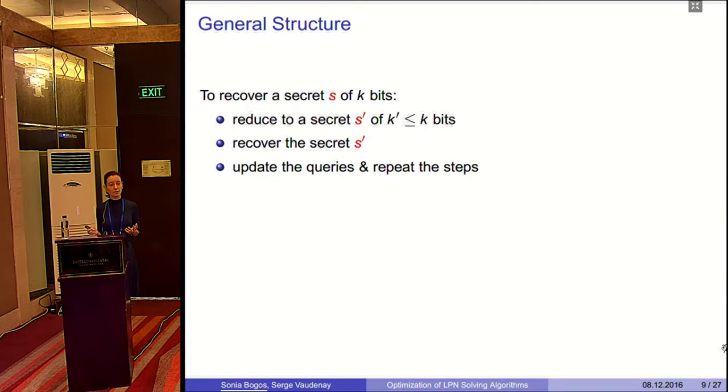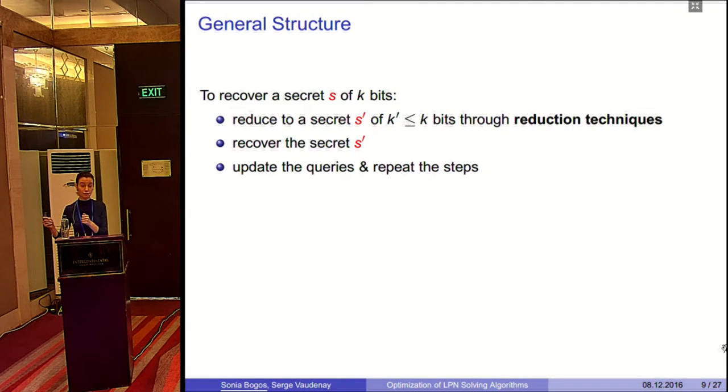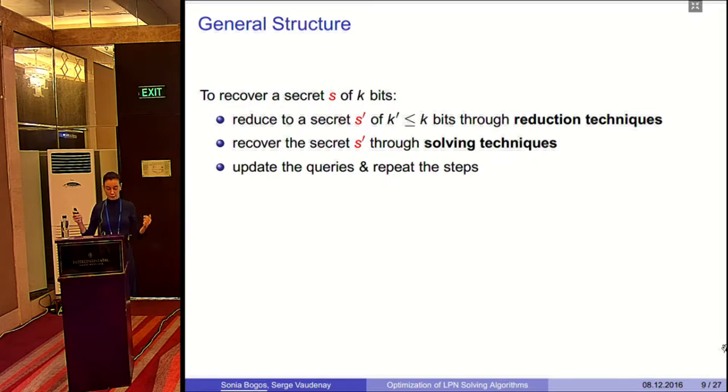In the case where we are in an LPN instance where we have to recover a secret S of k bits, the way we usually do it is that we reduce an LPN instance to another LPN instance where we have to recover a shorter secret, and we do this through reduction techniques. Afterwards, we recover that chunk of secret by using a solving technique. We are going to update the queries and repeat these two steps until the entire S is recovered.